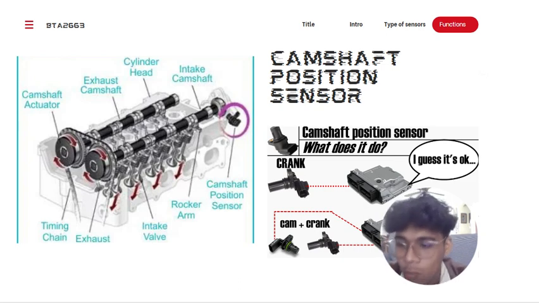The cam sensor works on the same principle as the crank sensor. The only difference is that it reads a much smaller trigger wheel with fewer teeth due to the size of the camshaft.